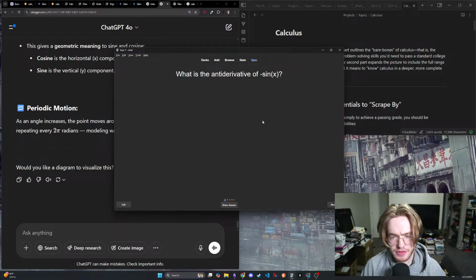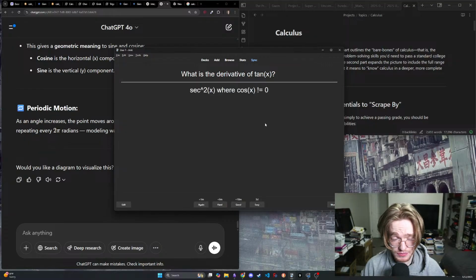The antiderivative of sine of x would be cosine. Derivative of the tangent is no clue. Secant squared x, where cosine is not 0.